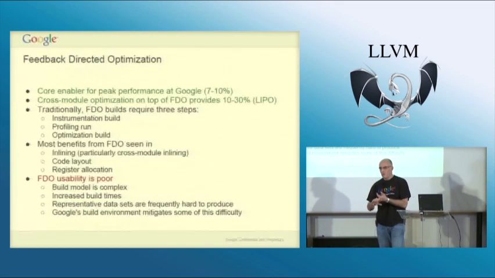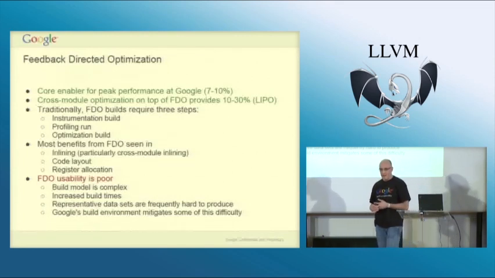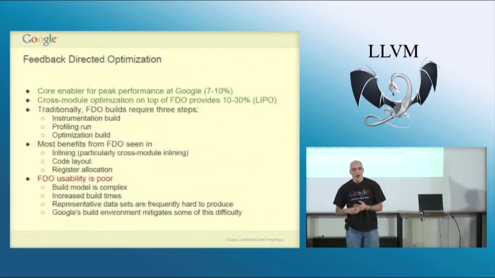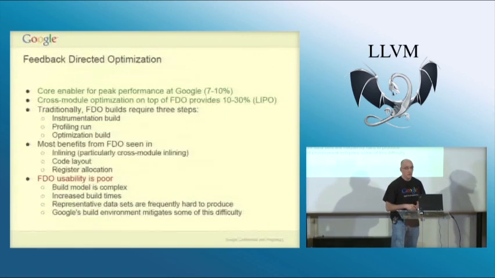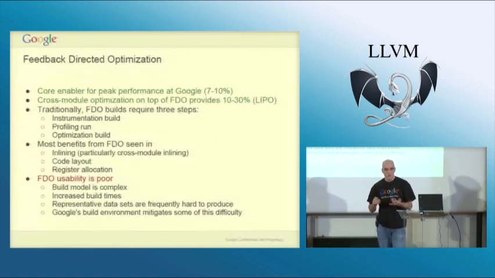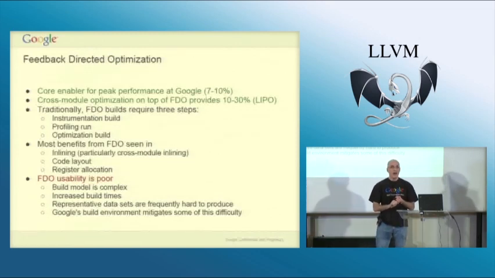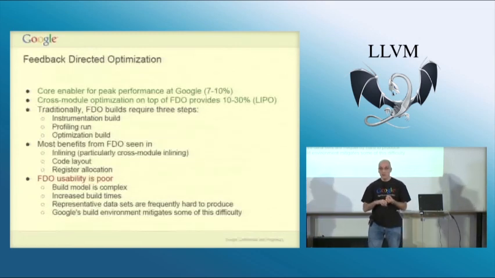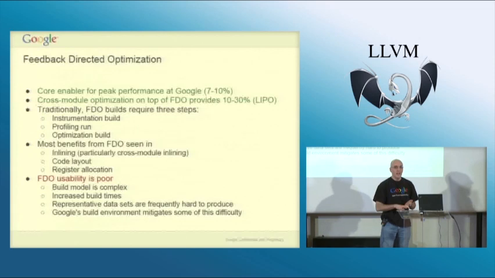Inlining, code layout, and register allocation are the main beneficiaries of FDO. However, using FDO is hard. The usability model of traditional FDO is that you build a program with instrumentation, then you have to run the instrumented program with representative inputs, and then you compile it again.